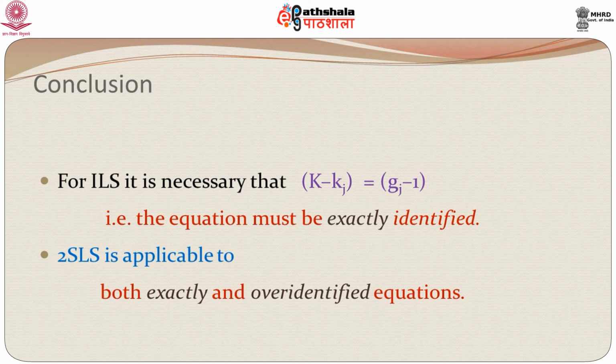So, as we have mentioned in the last module, the ILS can only be used when we have an exactly identified equation. But the 2SLS, since we are replacing Yj by Yj hat, which has the same dimensions, does not require the condition of exact identifiability, and hence you can apply the 2SLS whether or not the equation is exactly identified. It can be over identified. So, as long as it is not under identified, you can use the 2SLS method.